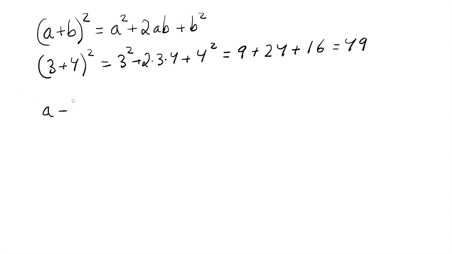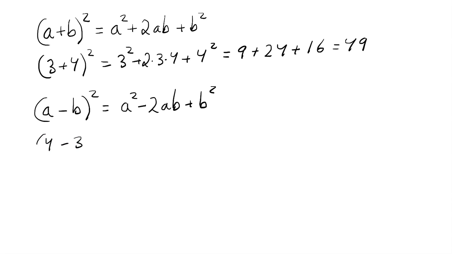You can also square a difference. And that, of course, means taking a minus b and multiplying by itself. Then the rule is exactly the same formula as the other one, but you put the minus here. So, for example, if I have 4 minus 3 and square it, then I should take 4 squared minus 2 times 4 times 3 plus 3 squared.